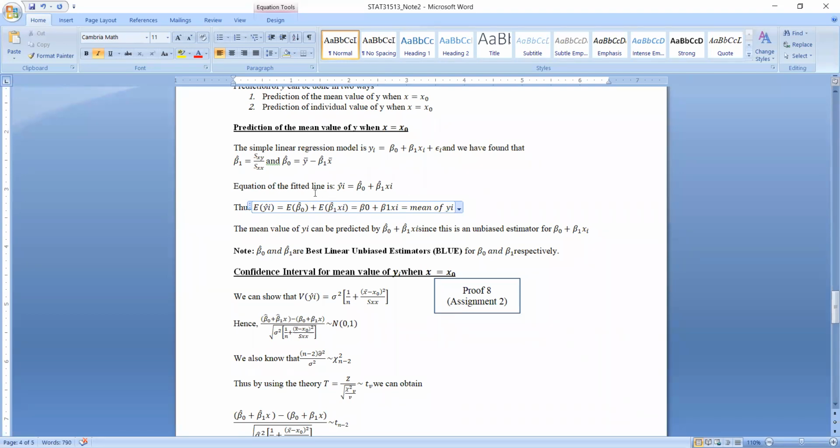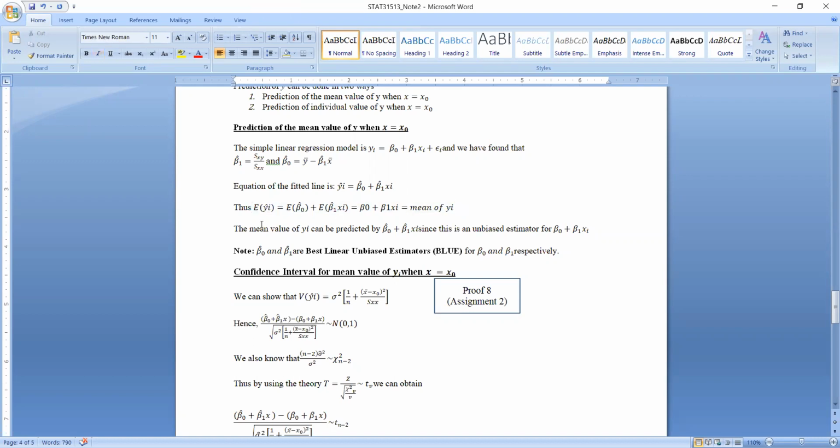Since xi is a constant, when you take the expected value, it is equal to beta naught plus... And we know beta naught hat and beta 1 hat are the estimators, and we have already proved these are unbiased estimators. That is, when you take the expected value of these estimators, they are equal to the parameter value, right? That is, the expected value of beta naught hat is equal to beta naught. We have already proved that. So you can replace the expected value of beta naught hat by beta naught, and the expected value of beta 1 hat by beta 1, into xi.